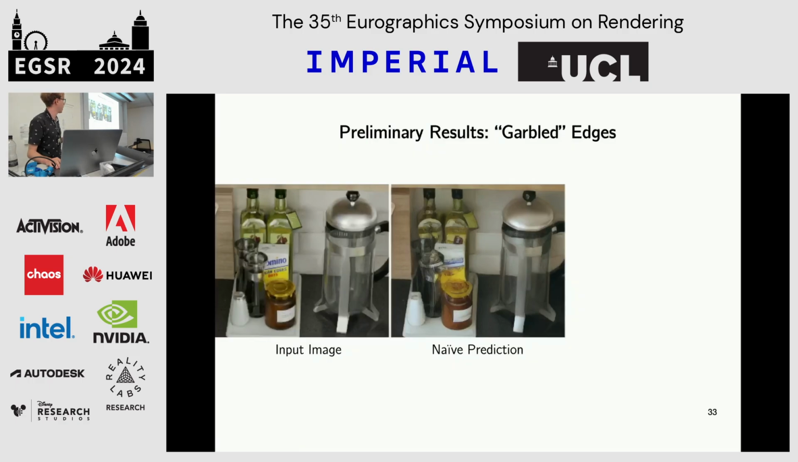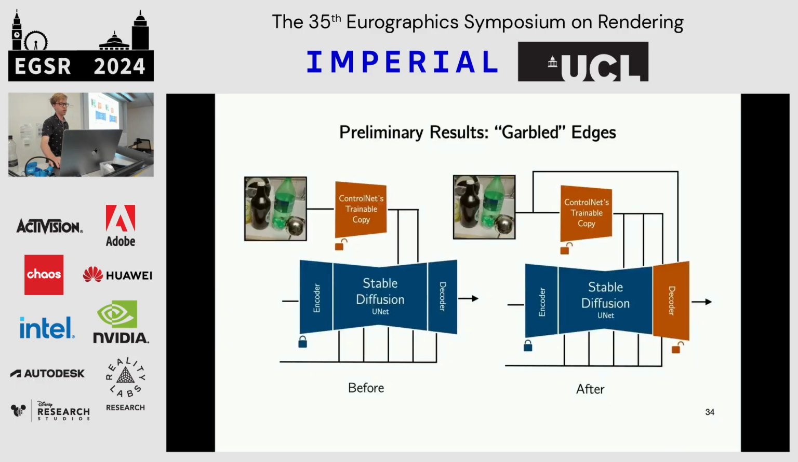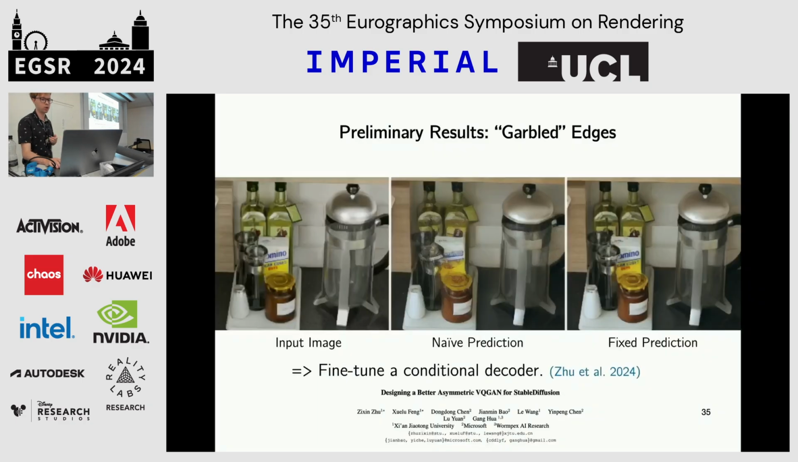And the other issue we had is this problem with edges being kind of all garbled. If you know anything about Stable Diffusion, it makes complete sense because there's an encoder and a decoder step that downsamples everything, then re-upsamples it. And the decoder does not know the input image. So we had to adapt things, give the input image to the decoder and fine-tune that. So we used the decoder from this other paper called Designing a Better Asymmetric VQGAN, which is for image inpainting, but we repurposed it for relighting. And now we get correct edges.